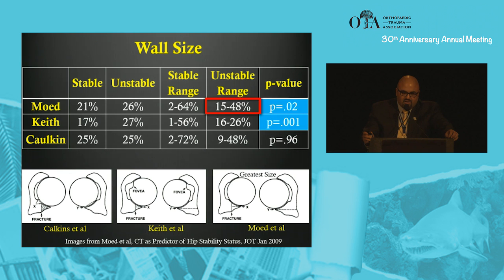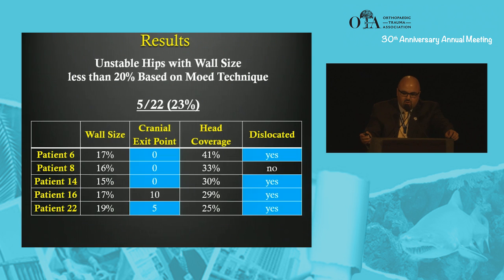Now, looking at wall size, the Mowat and Keith techniques displayed statistical significance. Interestingly, when you look at the ranges in the unstable group, there were some fractures with less than 20% wall size that were unstable. So we looked at the Mowat technique, and 5 out of our 22 unstable posterior walls, that's 23%, had wall sizes less than 20%. Looking at these patients specifically, 4 out of 5, so 80%, had cranial exit points within 5 millimeters of the dome, and 4 out of 5 had a history of dislocation.